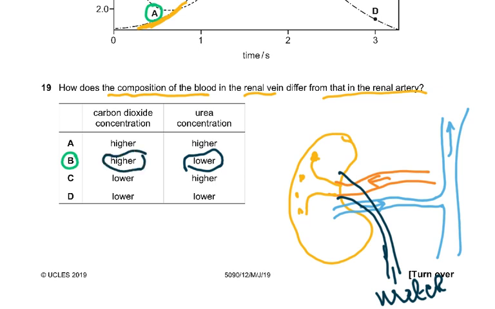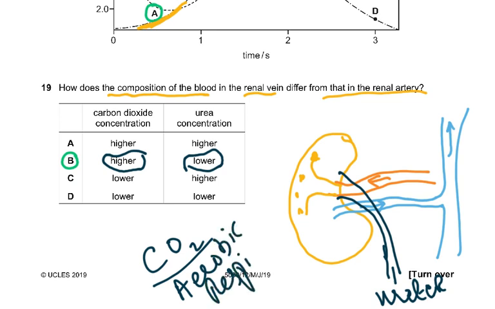Because the cells of the kidneys are respiring and producing carbon dioxide. In every organ of the body, the vein leaving it will have more carbon dioxide because the cells of that organ are aerobically respiring and producing carbon dioxide. So carbon dioxide is produced by aerobic respiration in every cell of our body. So every vein of the body will have more carbon dioxide in it.